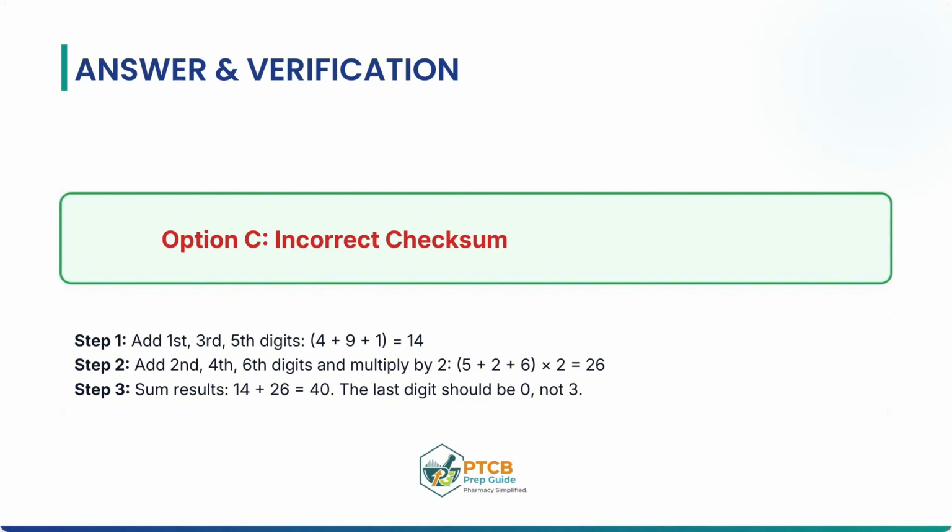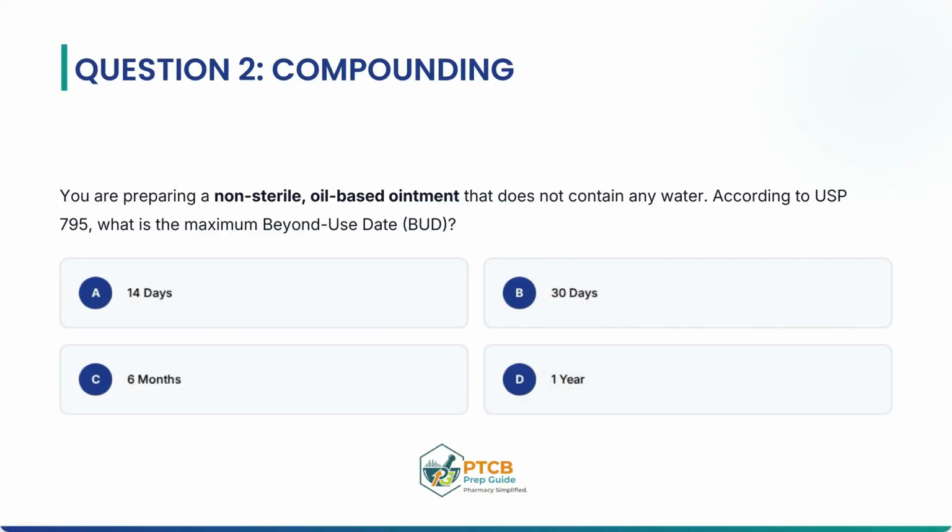The correct answer is option C. If you do the math adding the first, third, and fifth digits, then adding the second, fourth, and sixth digits and multiplying that sum by 2, the final total is 40. That means the last digit of the DEA number should be a 0, not a 3. Moving right along to question number 2.